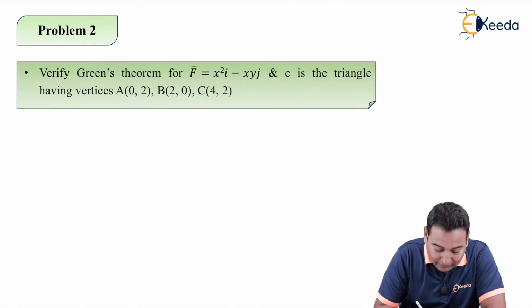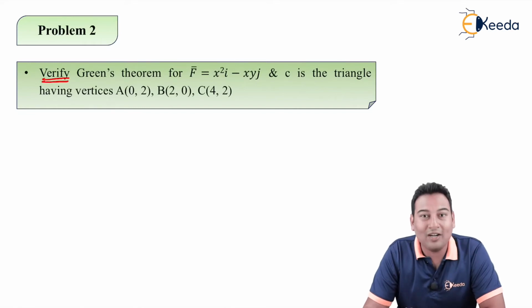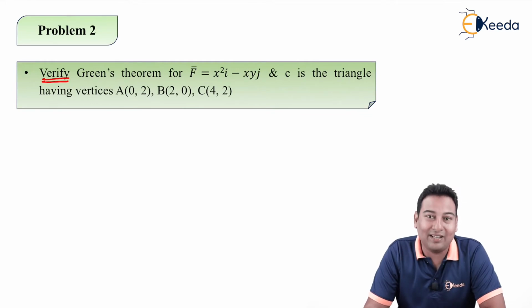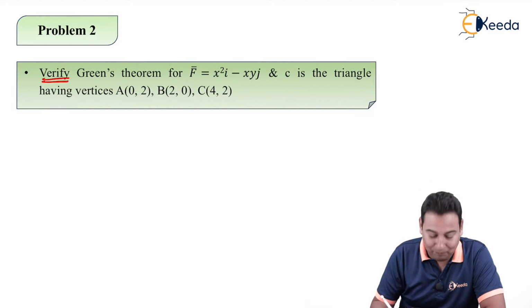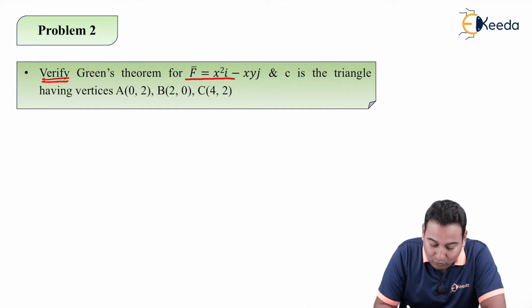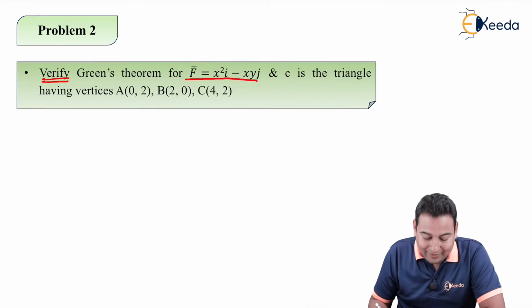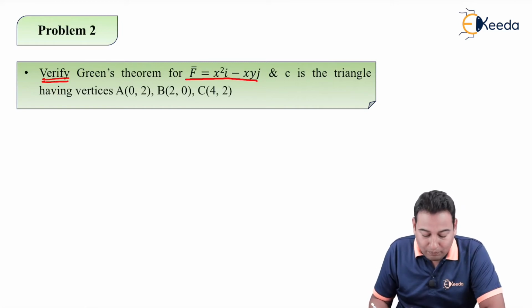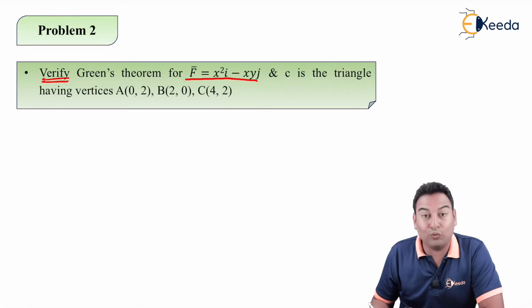Verify by Green's theorem. Verify means what? We need to evaluate by Green's theorem and verify by using line integration. Again both the problems are there. F bar is provided in the problem where C is the triangle having vertices A(0,2), B(2,0) and C(4,2).